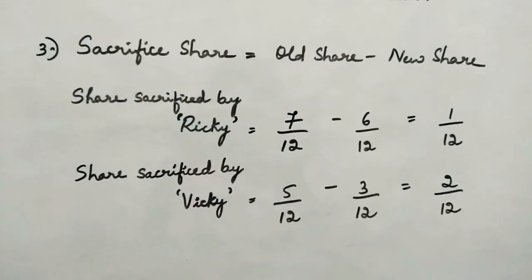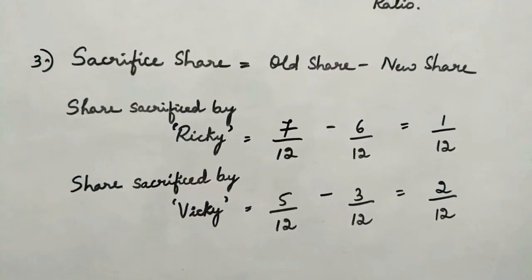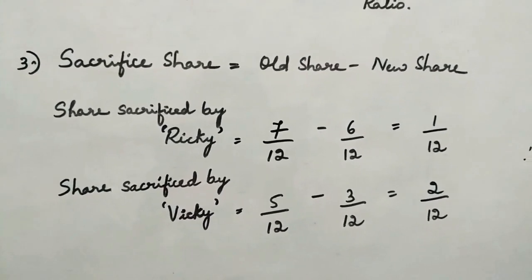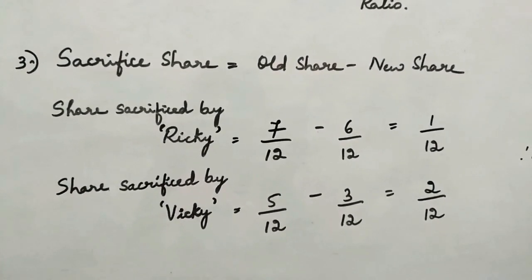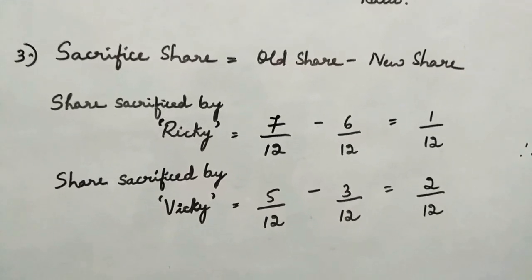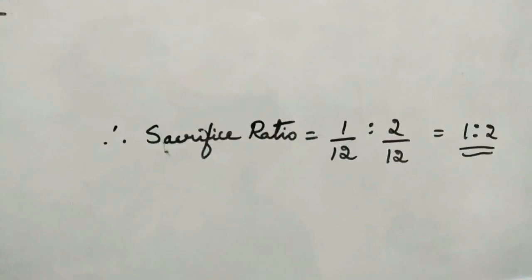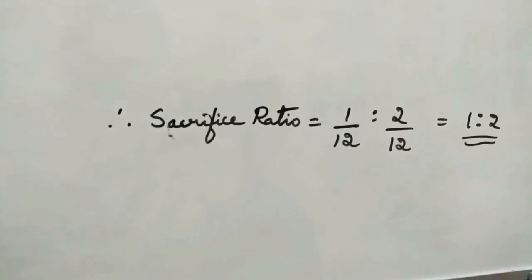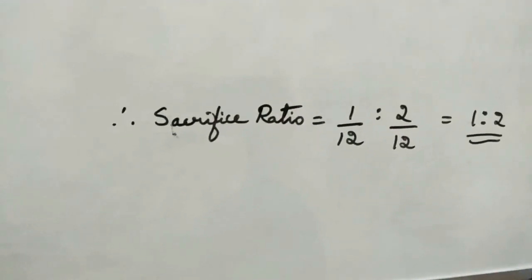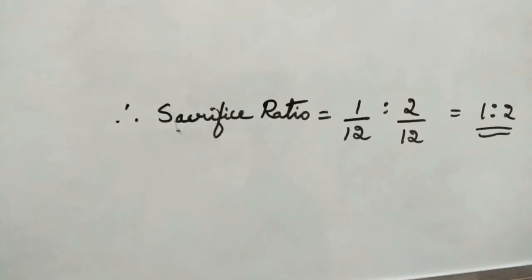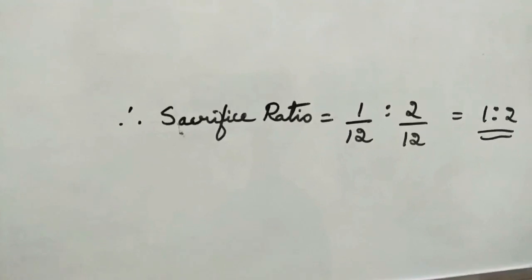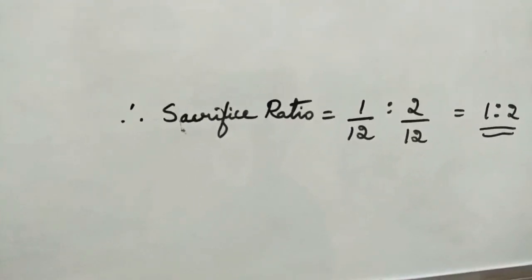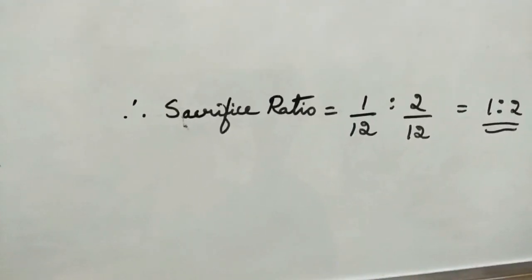Just observe once again the calculation of sacrifice share: old share minus new share, for the concerned partners. So we get the sacrifice ratio as 1:2. So all these are for 6 marks. Based on these illustration examples, you can try different exercise questions.